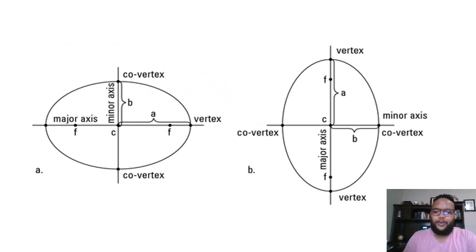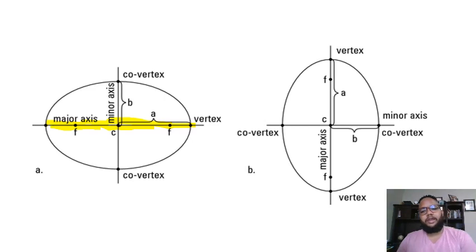Here we have two ellipses. One of them is horizontal and one of them is vertical. Now the only difference between horizontal and vertical is which way the major axis is turned. The major axis is simply the longer side of the ellipse. So if you look at ellipse A, you'll see that the longer side is horizontal, and therefore the major axis is horizontal, and therefore the ellipse is horizontal. So this is a horizontal ellipse.